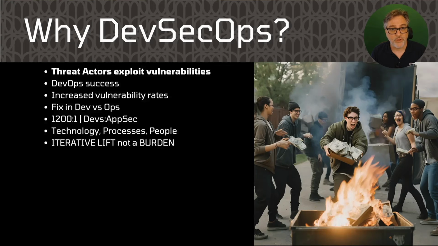The problem is there's about a 1,200 to 1 ratio of developers to AppSec engineers, and that ratio isn't improving anytime soon. So as a result, there's an enormous workload for AppSec teams to keep up with the pace of innovation and code release that the developers are putting out into the world. And they just can't do it.